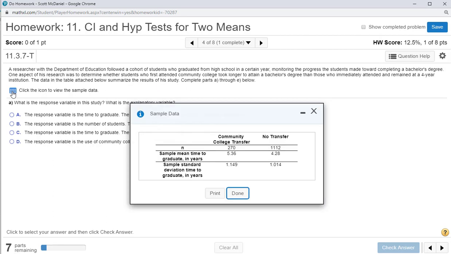Let's glance at the data. Okay, so we have an N, community college transfer, 270, and the N for no transfers, 1112. The sample mean time to graduate, 5.36 versus 4.28, and the sample standard deviation was 1.149 and 1.014. Let's keep that in mind.